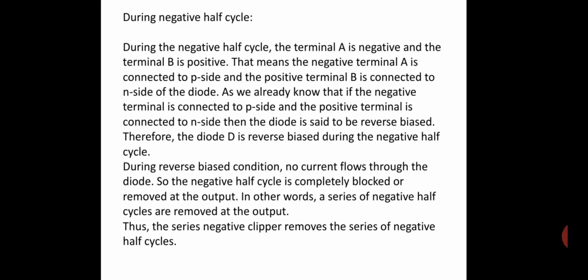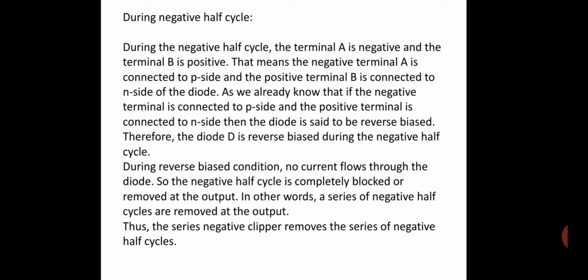During the negative half cycle, the terminal A is negative and the terminal B is positive. That means the negative terminal A is connected to P side and the positive terminal B is connected to N side. As we already know, if the negative terminal is connected to P side and the positive terminal is connected to N side, then the diode is said to be reverse biased. Therefore, the diode D is reverse biased during the negative half cycle.